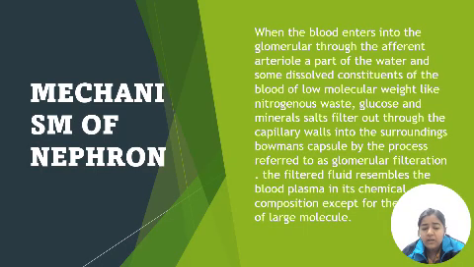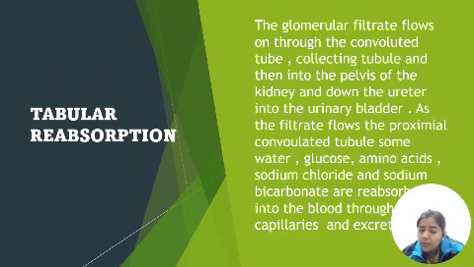Okay. Now, what is the mechanism that I have explained? When the blood enters the glomerulus through the afferent arteriole, part of the blood plasma and some dissolved constituents of low molecular weight, like nitrogenous waste, glucose, and mineral salts, filter out through the capillary walls into the surrounding capsule. The same kind of reabsorption takes place from Henle's loop, and this is the complete process. And this is tubular reabsorption. Where does reabsorption take place? From Henle's loop, as I have said.